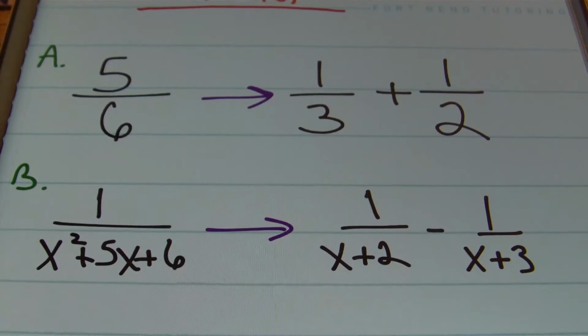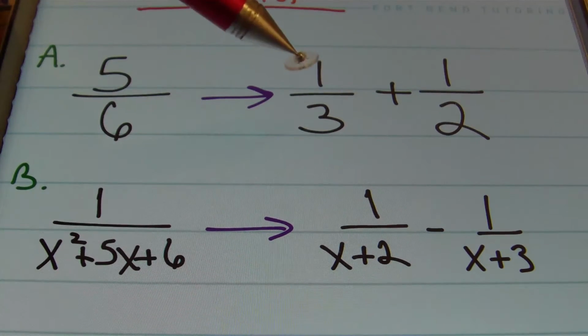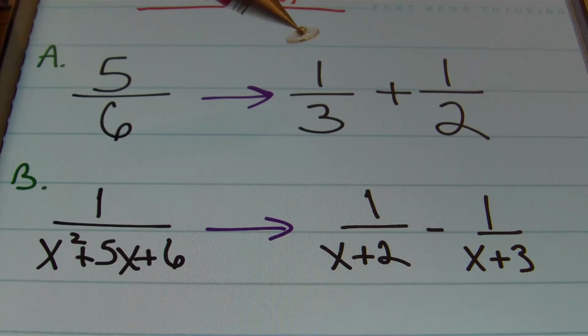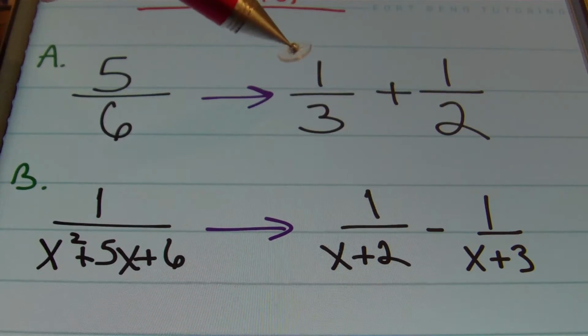That is, let's say that you're looking at a fraction like 5/6. What partial fractions allows us to do is to be able to go back to the original form of the problem where they had more than one fraction combined together. For instance, that 5/6 was originally 1/3 plus 1/2.